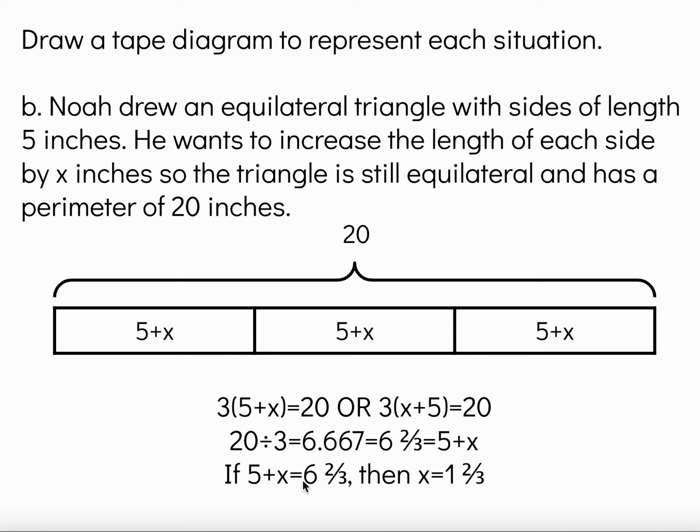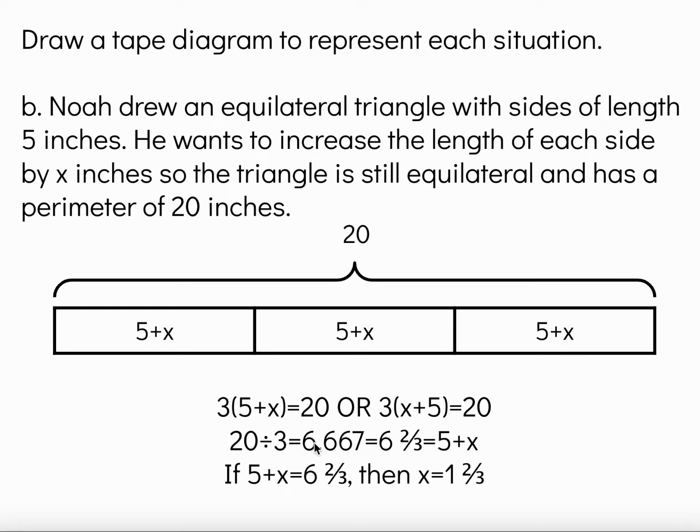In Noah's situation, again, we have an equilateral triangle that was 5 inches on each side, and then he lengthens each side by some amount. So we have 3 groups of 5 plus some amount for each of the 3 sides of the triangle. So I'm going to first take the new perimeter, 20, and divide it by 3 so I can find the length of each side.